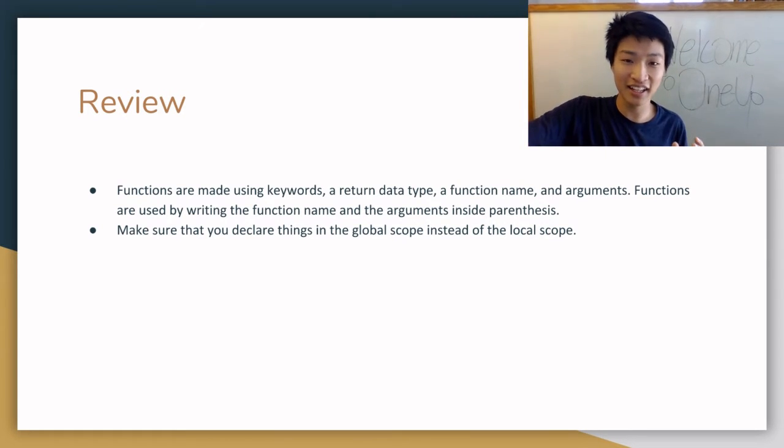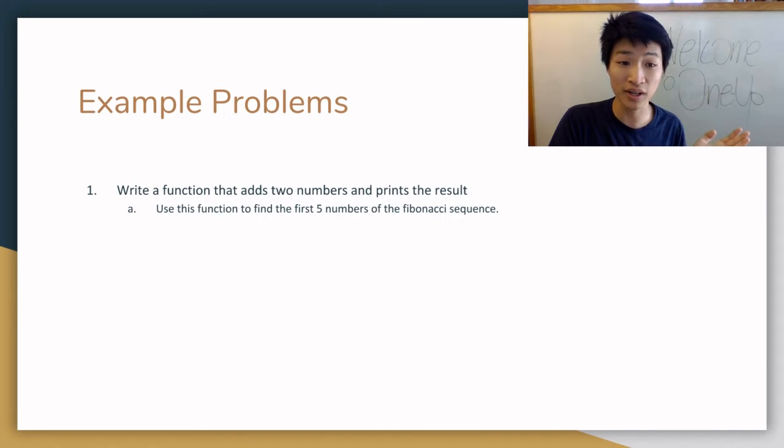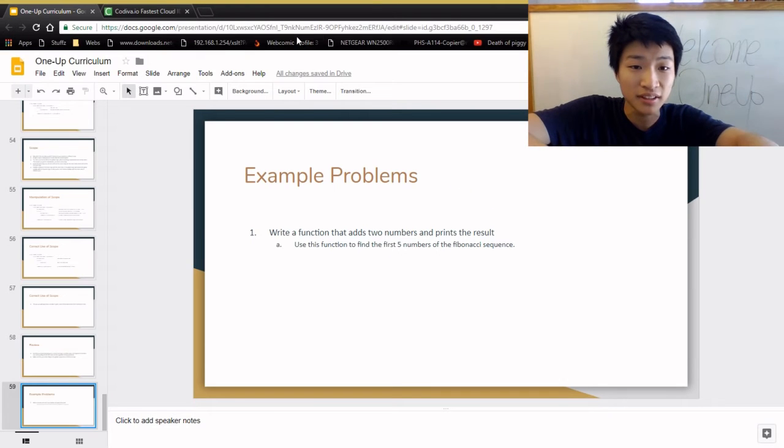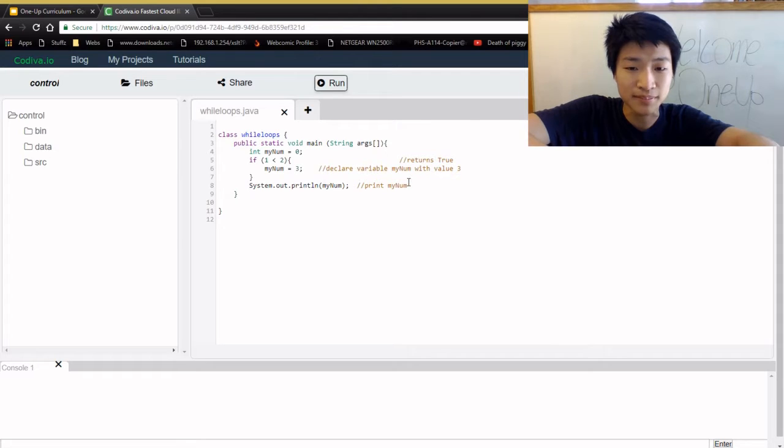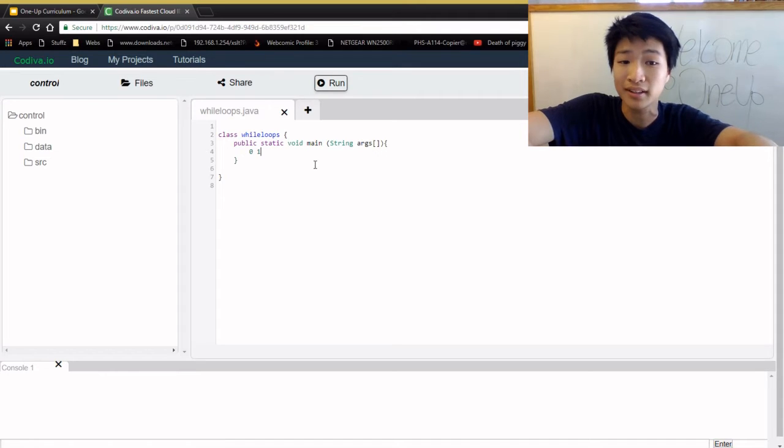I have some example problems for you, and I only have one because this one's kind of complicated. Write a function that adds two numbers together and prints the result. And you're going to use this function to print the first 5 numbers of the Fibonacci sequence. Now, if you don't remember what the Fibonacci sequence is, you start with 2 numbers, 0 and 1, and each number afterwards will equal the sum of the 2 numbers before it.